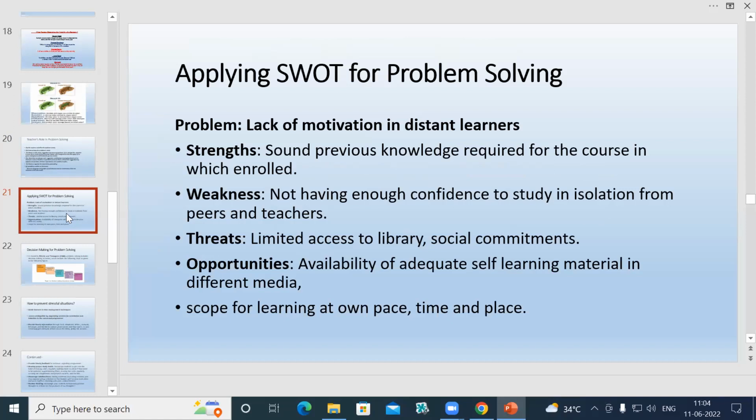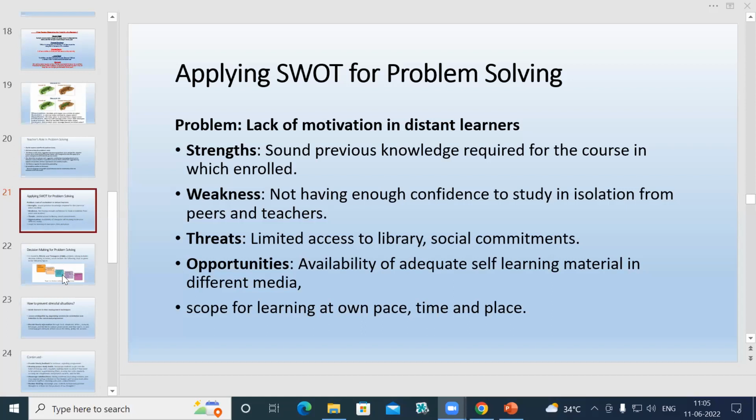Another important thing nowadays is the SWOT analysis: strength, weaknesses, opportunity, and threat. First, the problem is lack of motivation in distant learners. So this is the problem. Strength: sound previous knowledge required for the course in which they are involved. Weakness: not having enough confidence to study in isolation from the peers and the teachers.